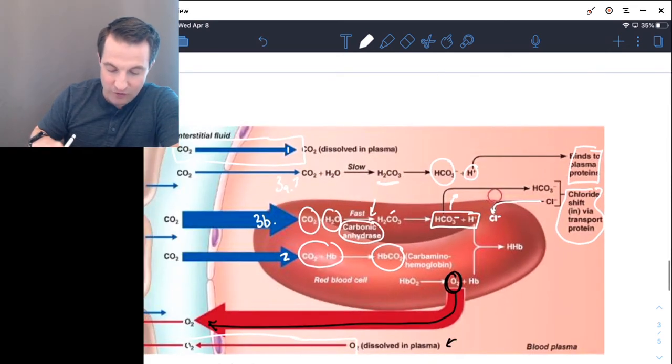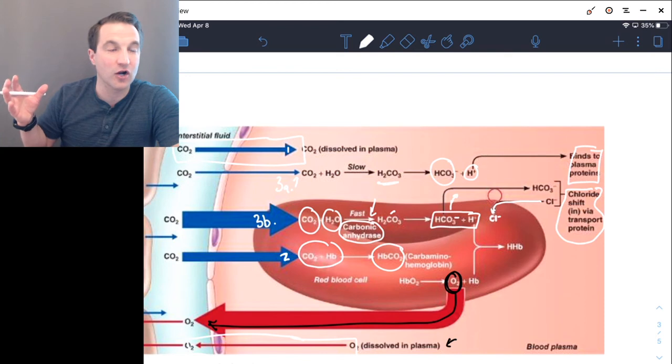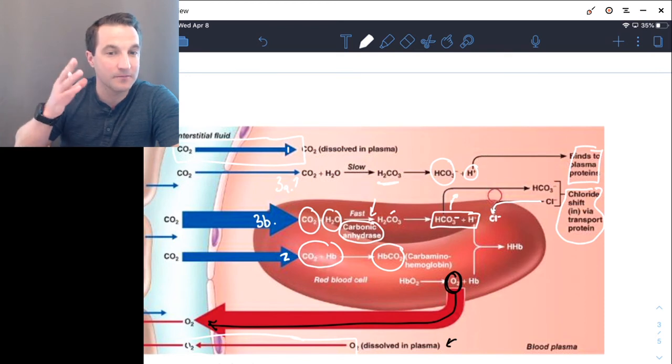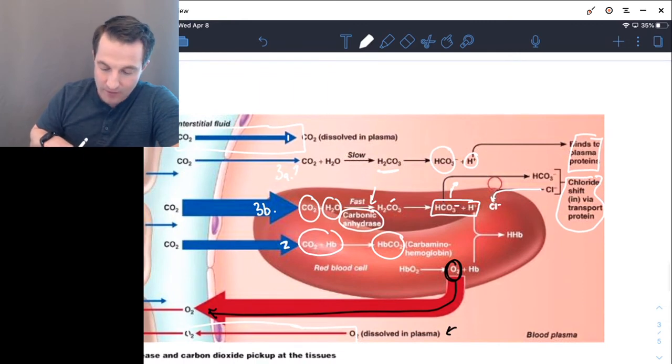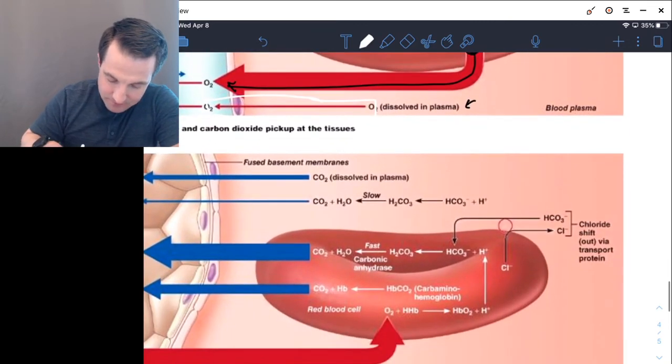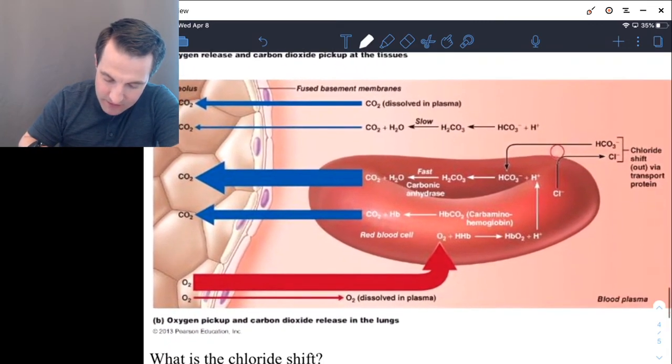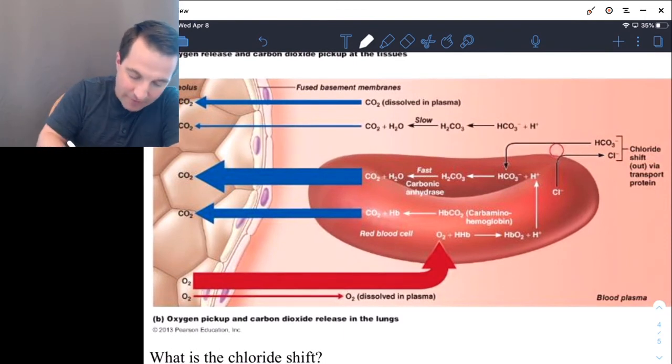Okay, so those cover our 4 ways that we get our CO2 from the skeletal muscle into the red blood cell. Well, then what happens, the last part of this, is when we get to the alveoli.